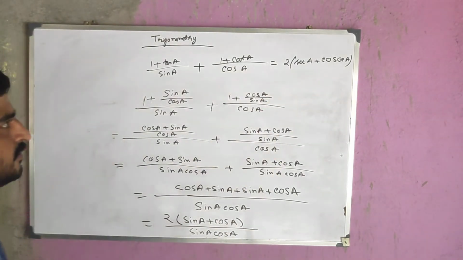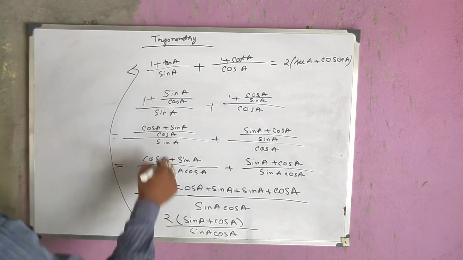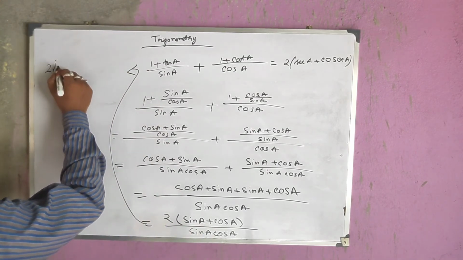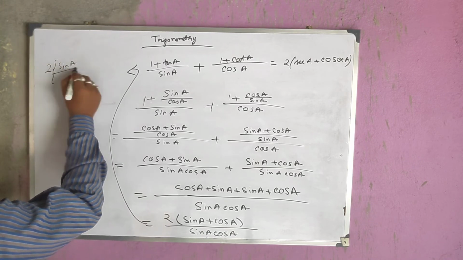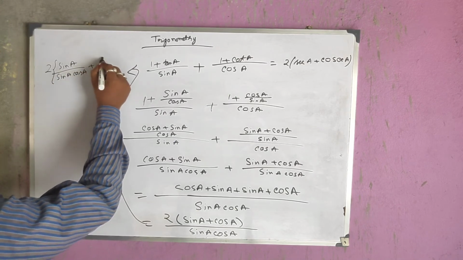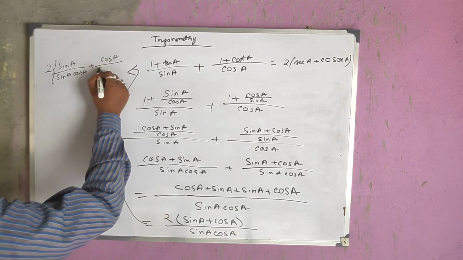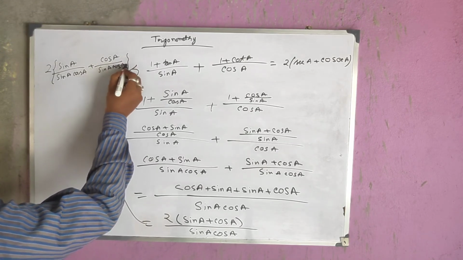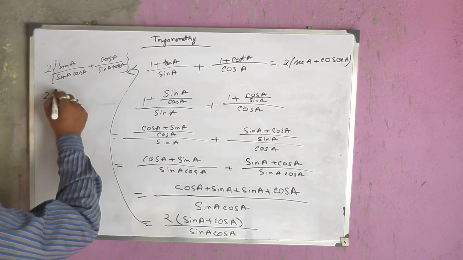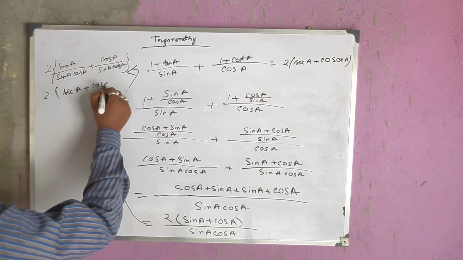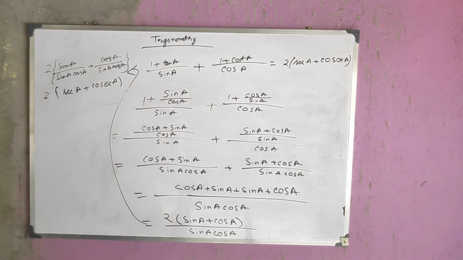Now what we have to prove? Now 2 (sec A plus cosec A). You see, if we divide them, it will become 2 sin A by sin A cos A plus cos A by sin A cos A. Cos A will cut, sin A will cut. 2 (sec A plus cosec A). Proved.